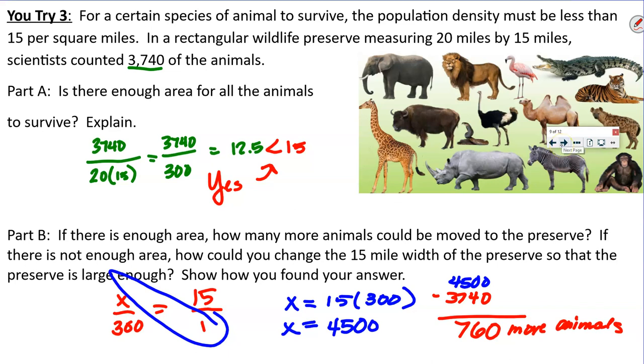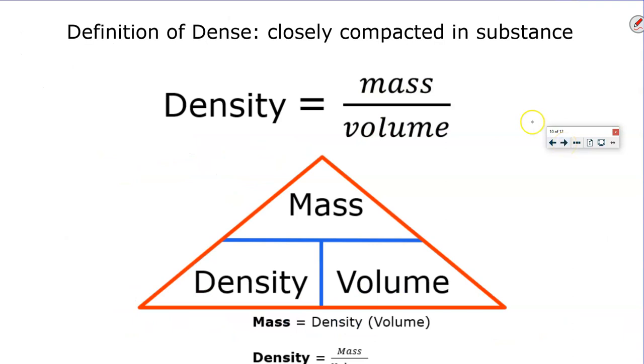All right. So our next concept for the lesson today is density. And you guys have already dealt with this in chemistry. So basically, a definition of dense is closely compacted in substance. Basically, the denser a substance is, the harder it is, okay? And the less dense it is, the softer it is. So the difference between a marble and a marshmallow. Obviously, a marble is much denser than a marshmallow is, okay?